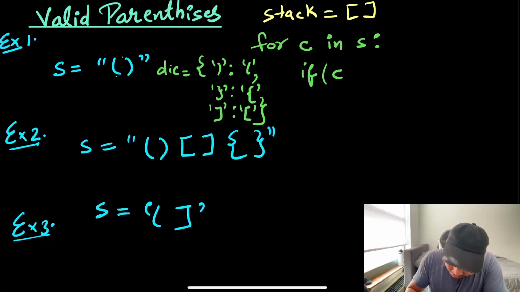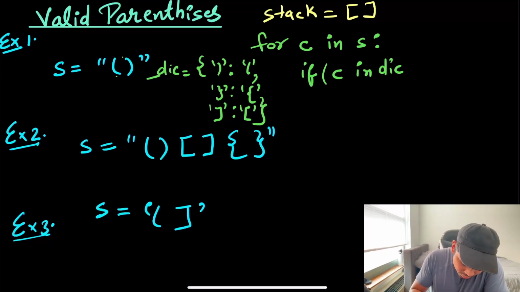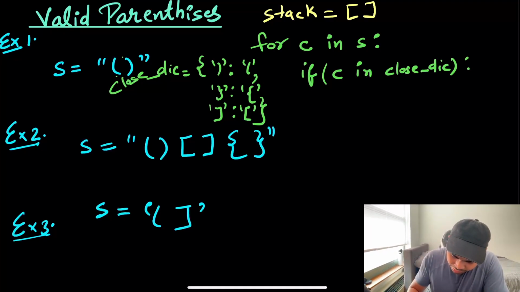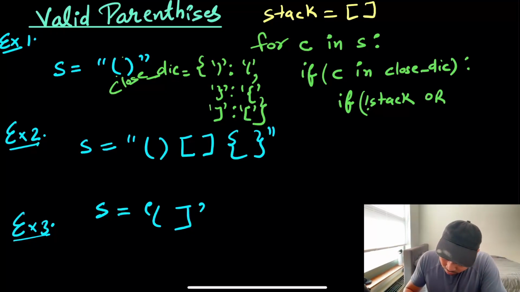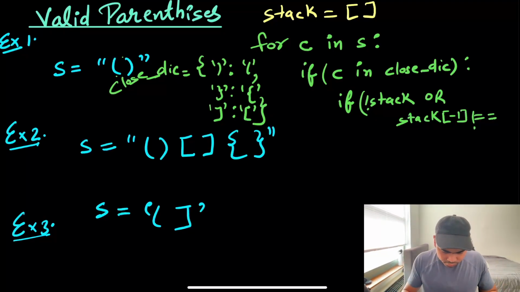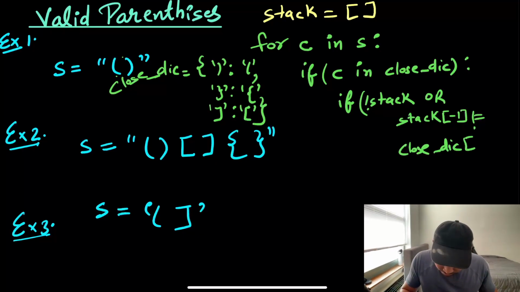So if my character is in this particular dictionary, or close dictionary I could say, so I can check it over here, if this is the case, then I want to check two things. First is if not stack, or the last element in stack, -1, is not equal to the combination of C in my close dictionary.